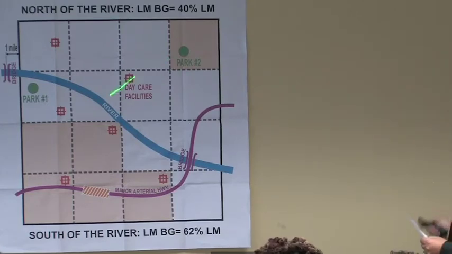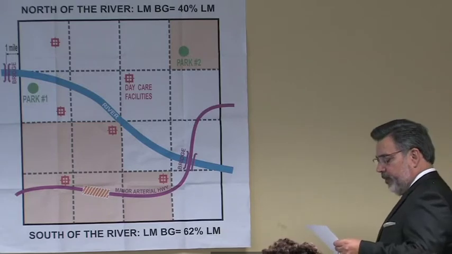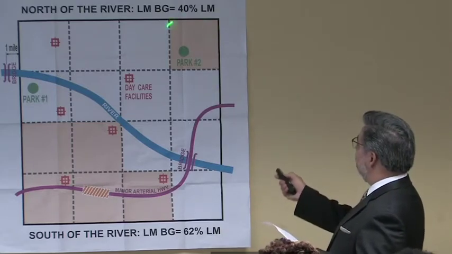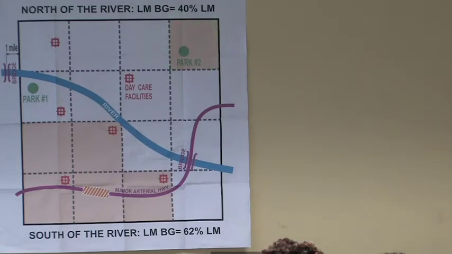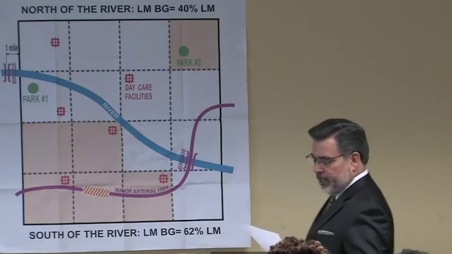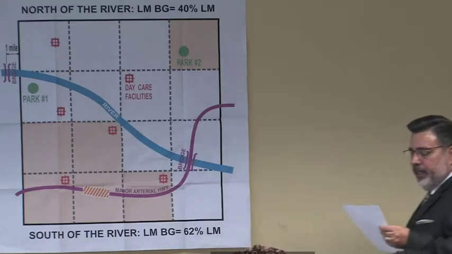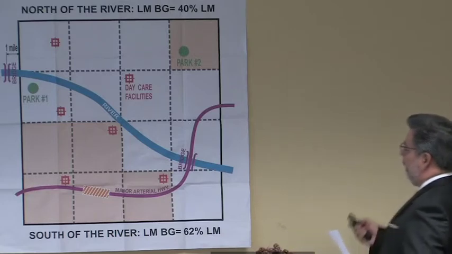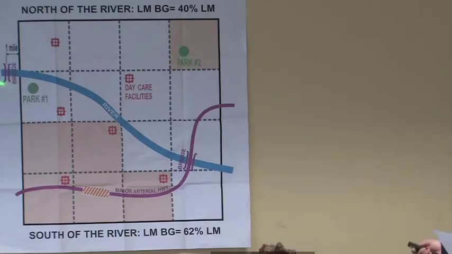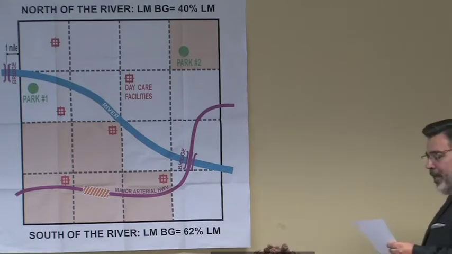The shaded block groups represent block groups that contain over 51% low mod population. So if we look at north of the river, we have one block group that is low mod, and as a result, this whole area north of the river is 40% low mod, okay? On the south side, it contains 5 block groups that are low mod, and overall, we have a 62% low mod population. The city has 2 parks, one here, one there, okay, with identical amenities.